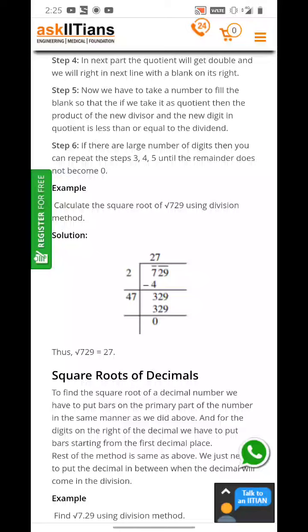Then, like in the simple division method, 7 minus 4 is 3, and 29 comes down, so not a single digit but a pair. And then we write the same number over here and here: 47 multiplied by 7 is 329. So the square root of 729 is 27.